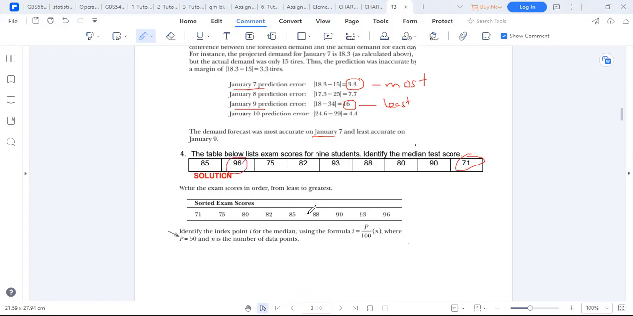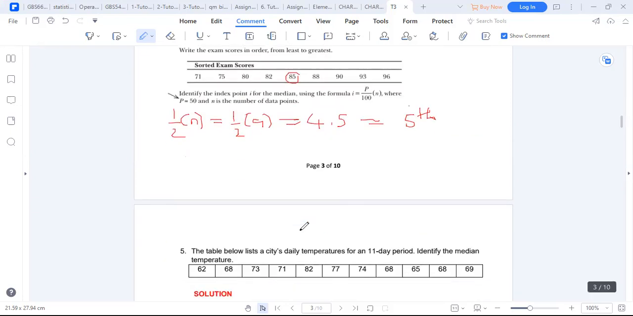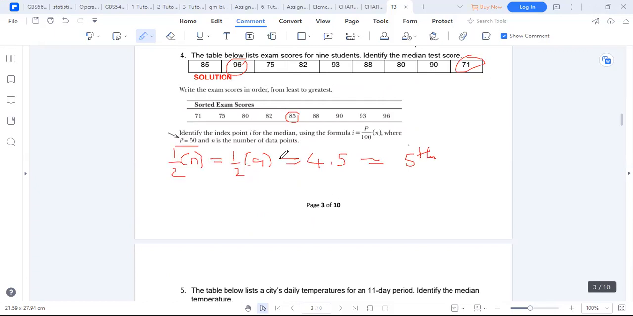When we rearrange them, we understand that the median is half of n. So our sample size is 9. Half of 9 is 4.5. 4.5 when you round up is the fifth term. So the fifth term in this case, we're going to count manually 1, 2, 3, 4, 5. So 85 therefore becomes our fifth term, the median. So 85 is our median.